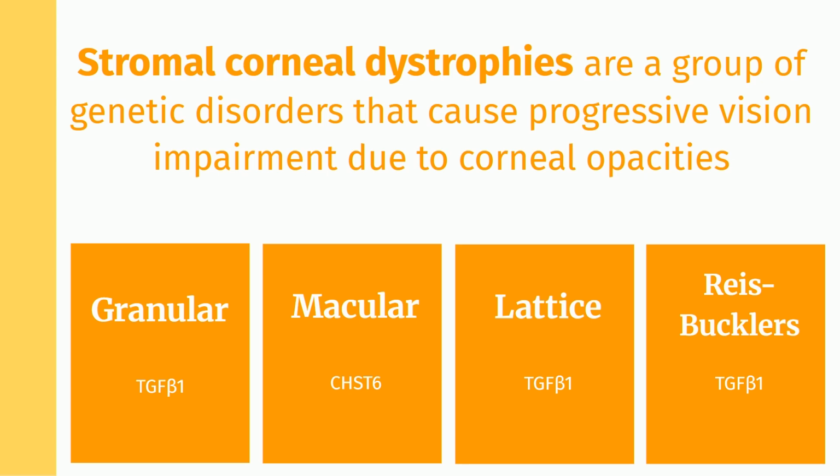So stromal corneal dystrophies: within the cornea, there are 5 layers, 6 if you count Dua's. These are very rare, but they're a genetic disorder. The 4 most common are granular, macular, lattice, and Reis-Bücklers. A common mutation is in the TGF-beta1 gene. There are many types of stromal dystrophies. These are the ones we just see most commonly.